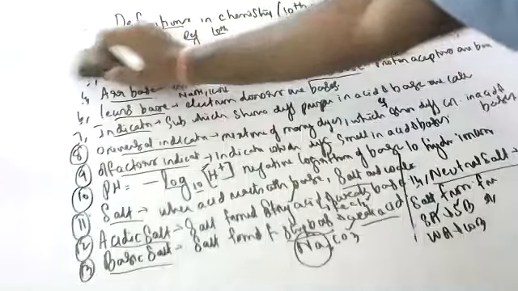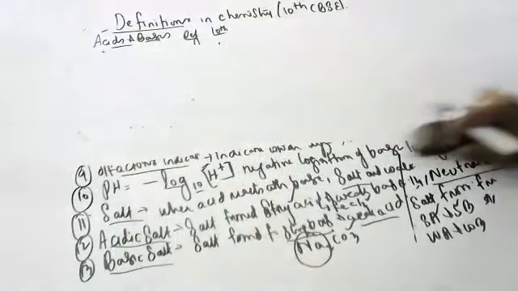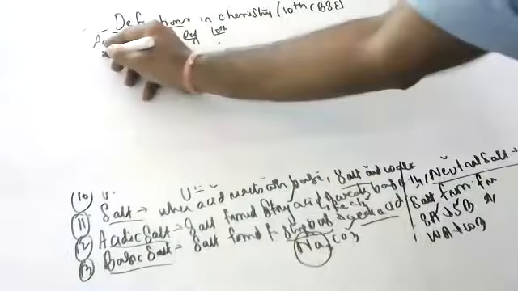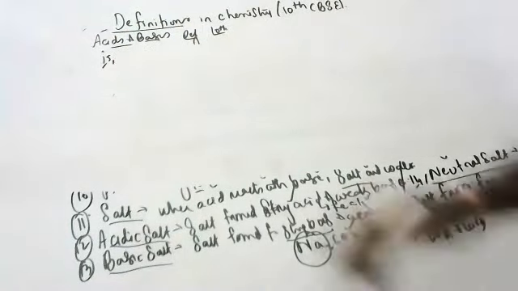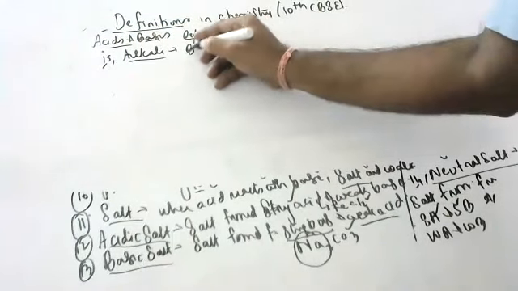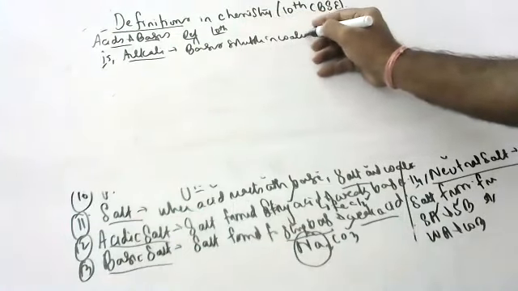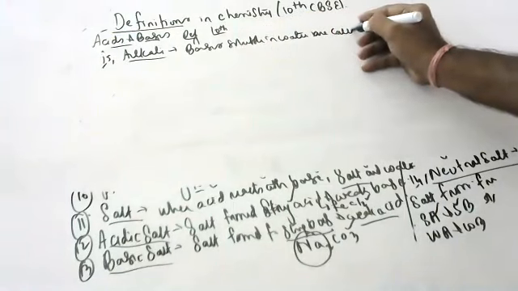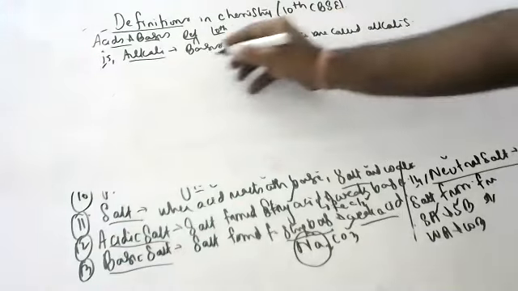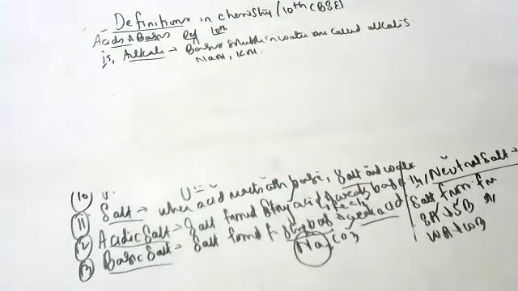Okay. Next, what is the next definition? Anyone? Chloralkali process, what definition will you give? Definition of alkali. Bases soluble in water are called alkalis. Some examples: NaOH is an example, KOH is an example.